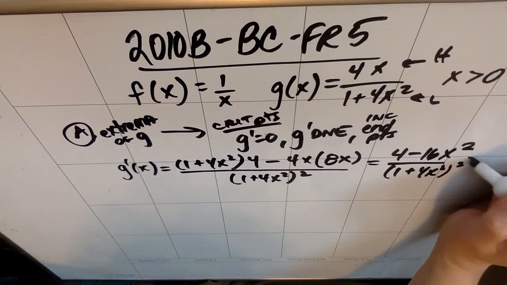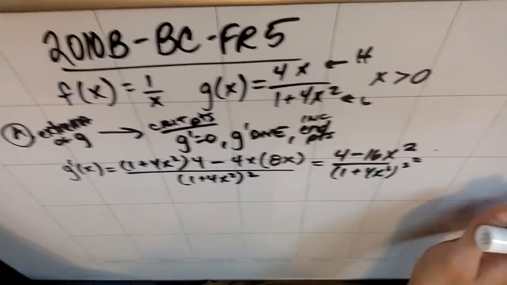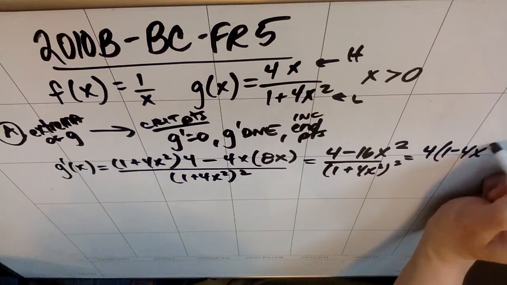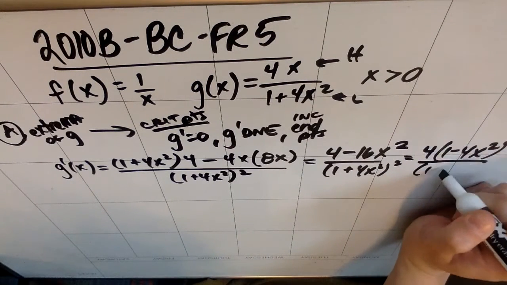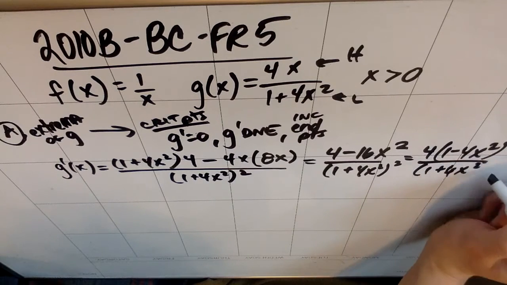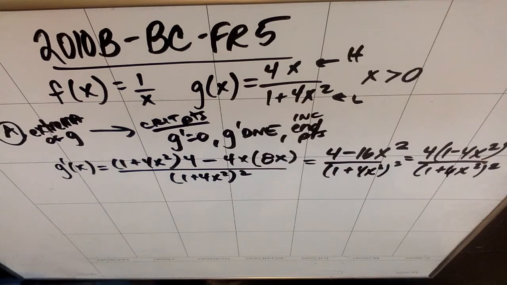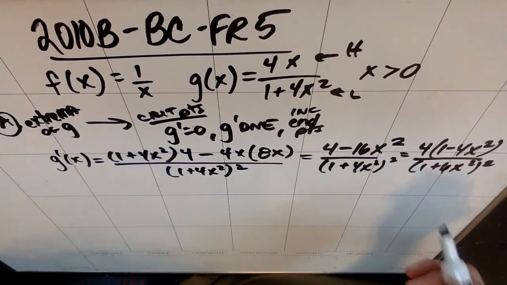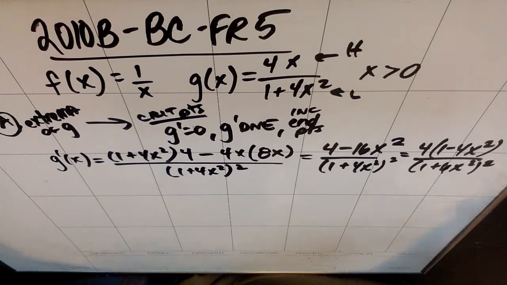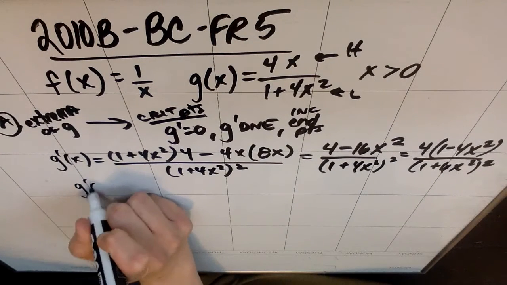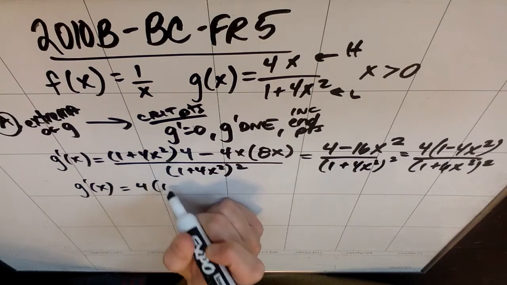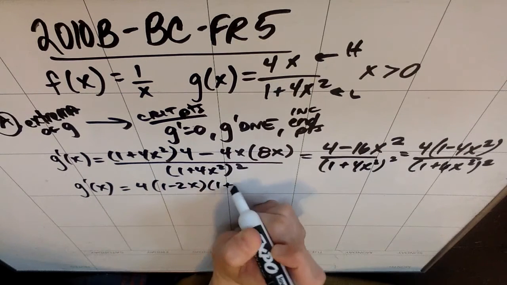If I factor a 4 out of the top, which I probably would because it seems easy enough to do so, I'd get a 1 minus a 4x squared over this 1 plus 4x squared all squared. So the top is a difference of squares. You don't have to spot that if you don't want, but it's helpful to spot that the top has a 1 minus 2x and a 1 plus 2x. So I would probably, and you don't have to, rewrite my g prime of x as a 4 times a 1 minus a 2x times a 1 plus a 2x.